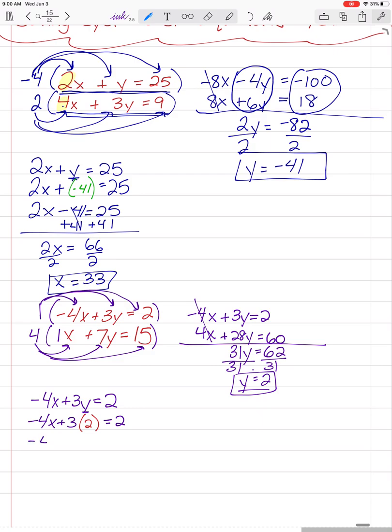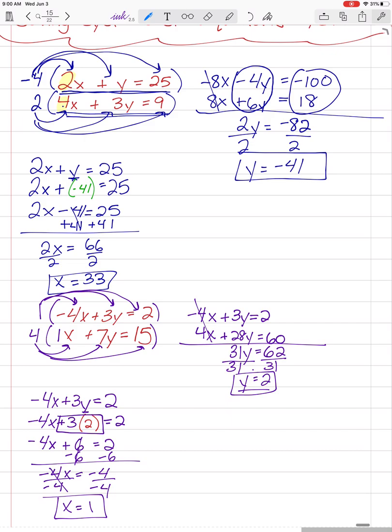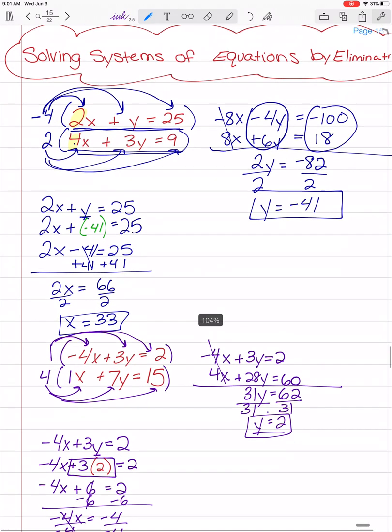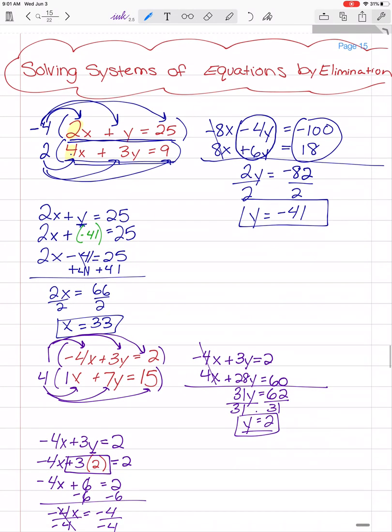So I have negative 4x. Now, positive 3 times positive 2 is positive 6. And now we just have a regular equation that we can solve. So we subtract 6 on both sides. We end up with negative 4x equals negative 4. We're going to now divide. So we end up with x equals 1. So we have x equals 1 and y equals 2. So these are 2 examples of how we solve systems of equations by elimination.